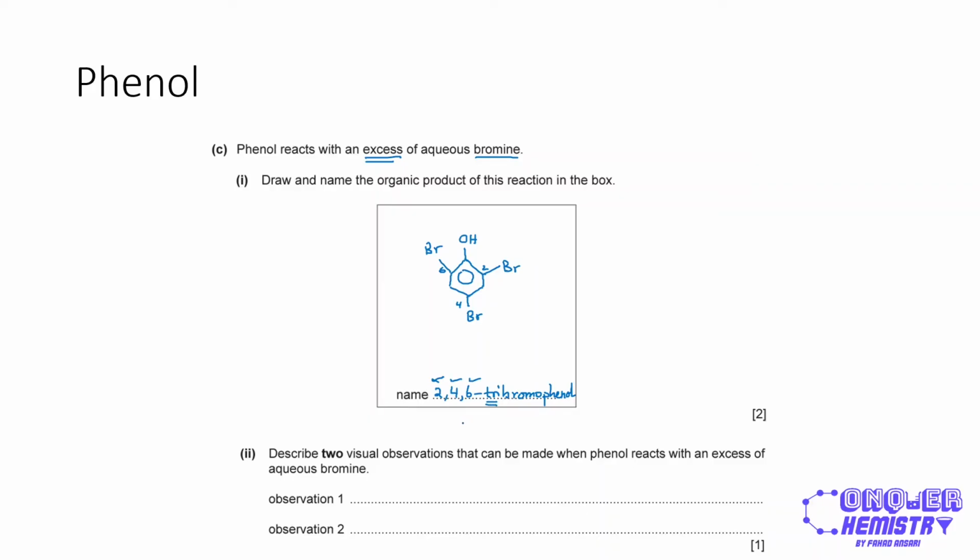Now observations. Obviously when the aqueous bromine reacts with something, it becomes decolorized, same as in the case of alkenes. When the double bond reacts with aqueous bromine, it becomes decolorized. And another observation is that this product over here, 2,4,6-tribromophenol, is going to give off a white precipitate. So that's the second observation that you need to write down.